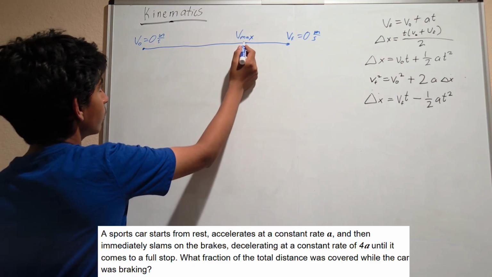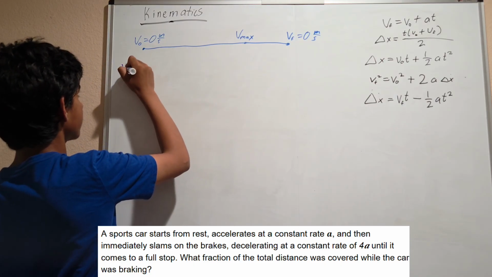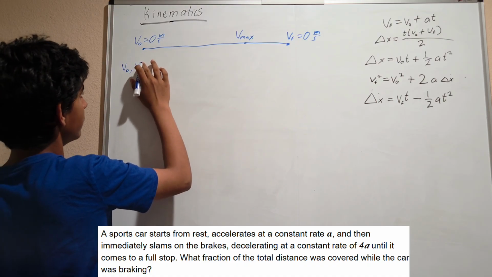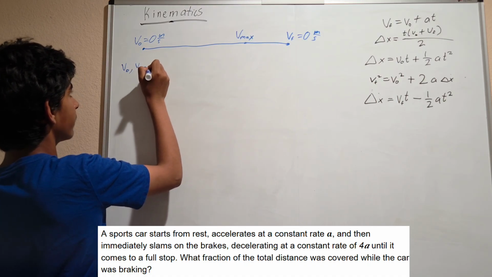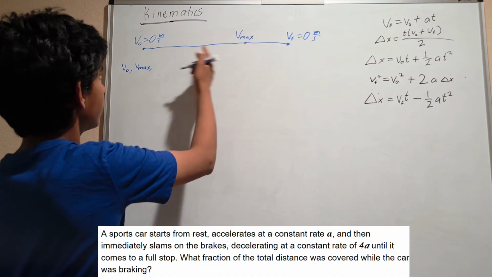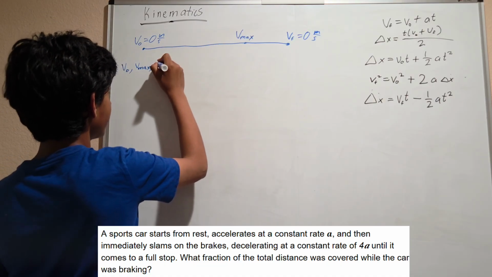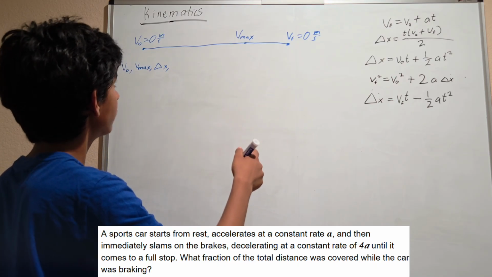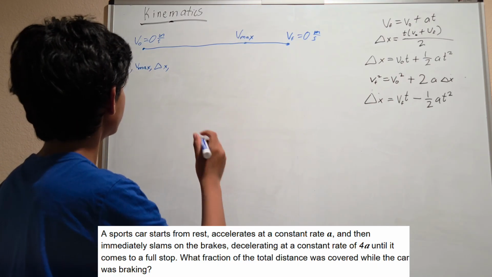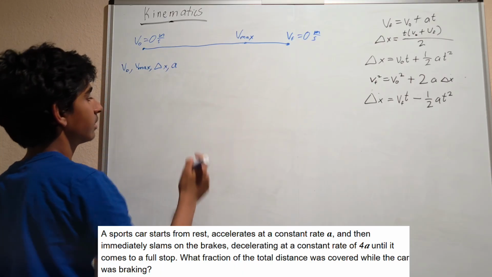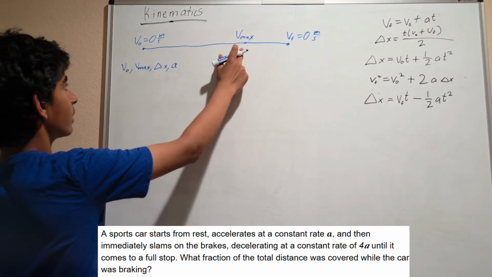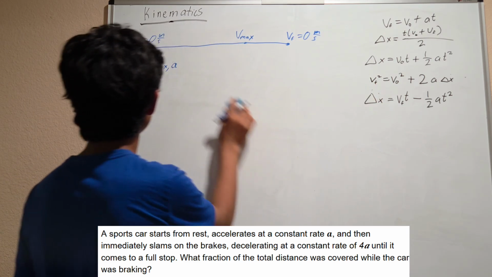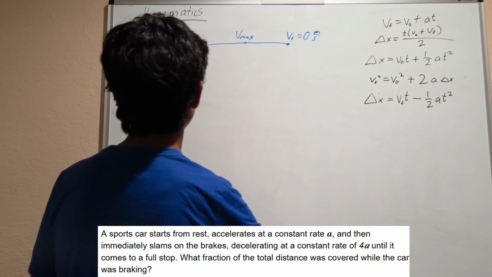So we have the initial velocity for this first part. We have the final velocity, which would be Vmax. So I'll just write it like that. We have Vmax, and we want something to do with the displacement, so that'll also probably be in our equation. And we also have the acceleration, a. So this fourth kinematic equation is just right for this.